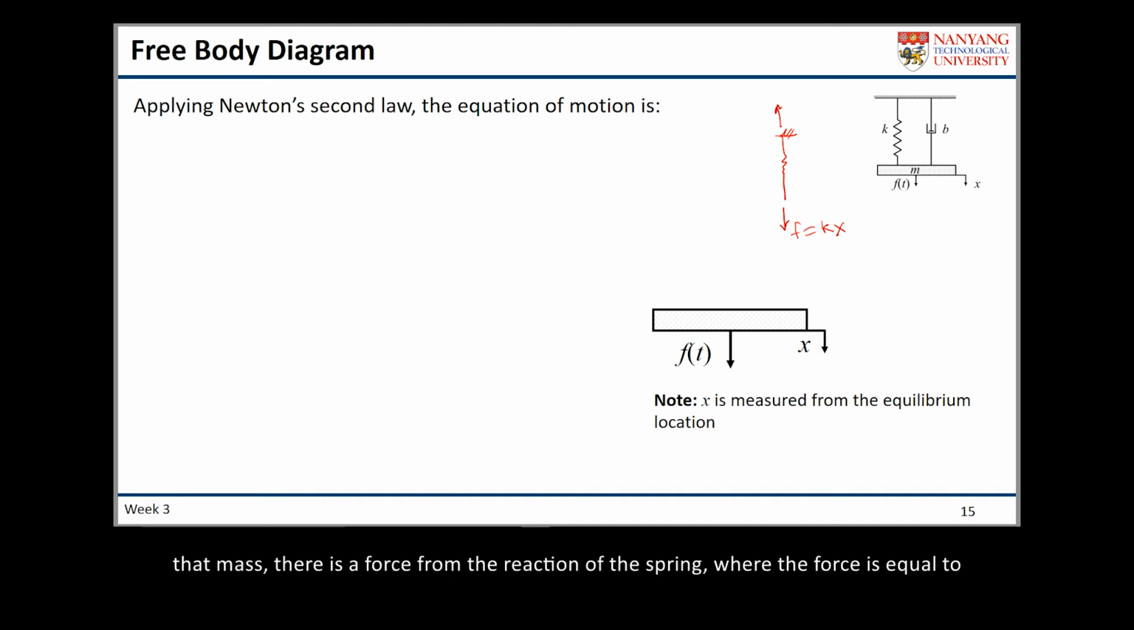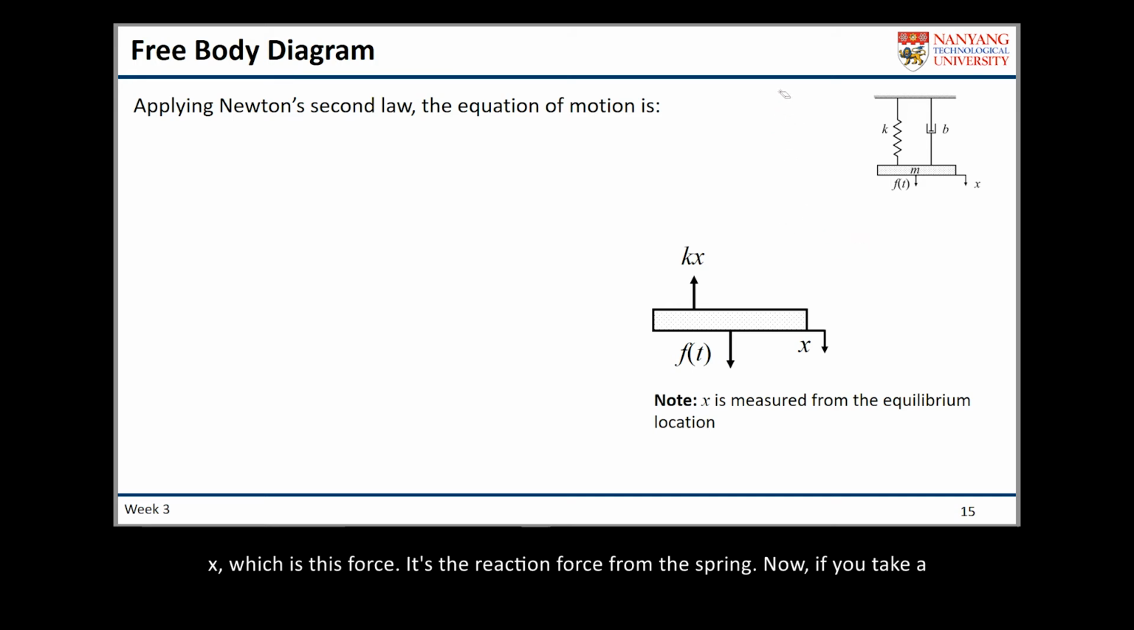To that mass, there is a force from the reaction of the spring, where the force is equal to the force acting on the spring, but in the opposite direction. To the mass, there will be a force in the upward direction, where the force is equal to k times x, right? This force is the reaction force from the spring.